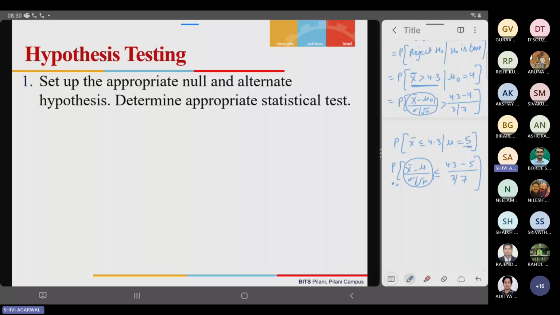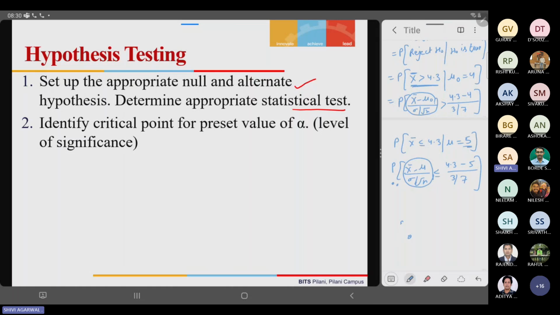So what we do in hypothesis testing: we set the appropriate null and alternate hypothesis, and then we determine the appropriate statistical test, that is, which test is appropriate. Then we identify the critical point for a preset value of alpha. Alpha is provided to us, and based on that level of significance alpha, we find the critical point. In the one tail test it is Z alpha, and in the two tail test it is Z alpha by 2. Got it?